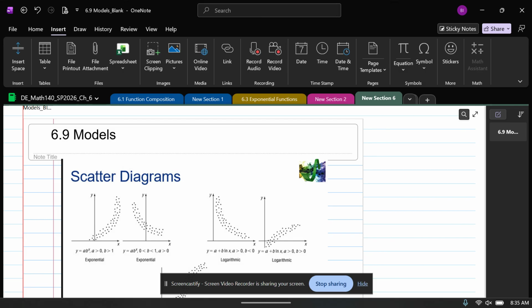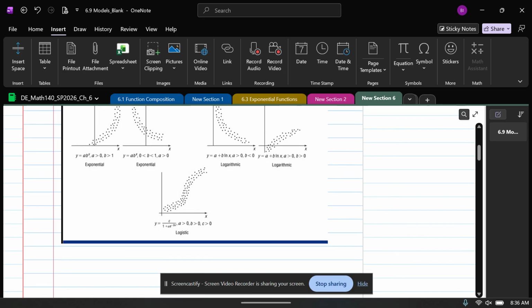A lot of the problems are going to tell you what kind of regression to do. It's going to say find the logarithmic function or find the exponential function. So you have logarithmic, exponential, and then logistic. Remember, the logistic makes that kind of S-looking shape. Every one of the graphs that you looked at on homework yesterday had that S shape. You're going to see that with logistic. So recognizing that scatter diagram is a key thing.